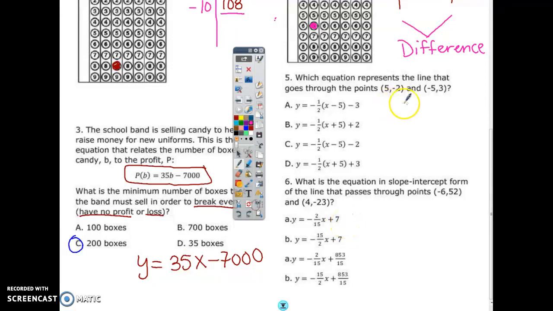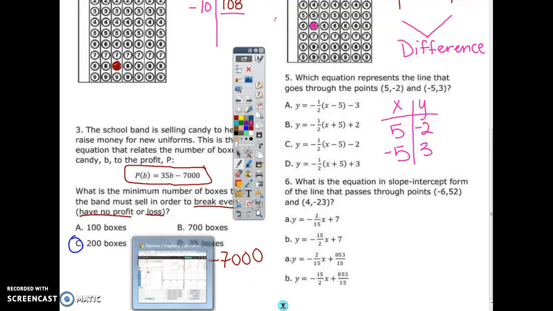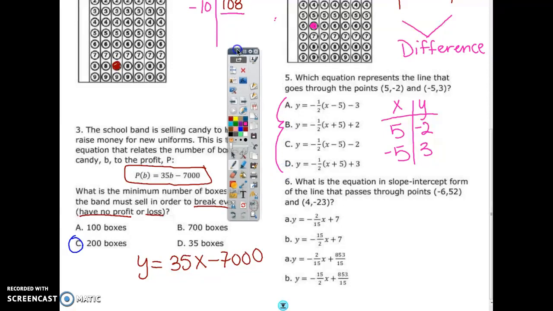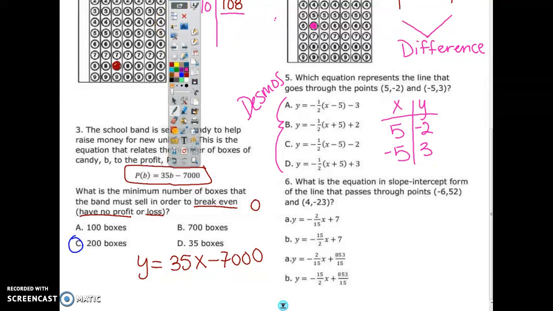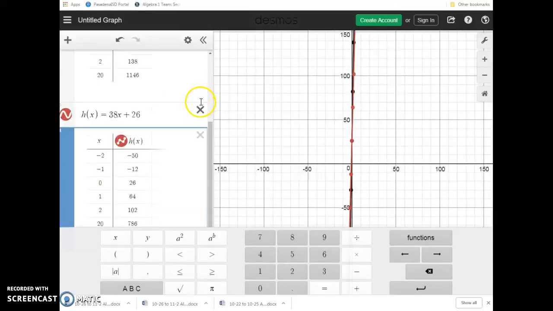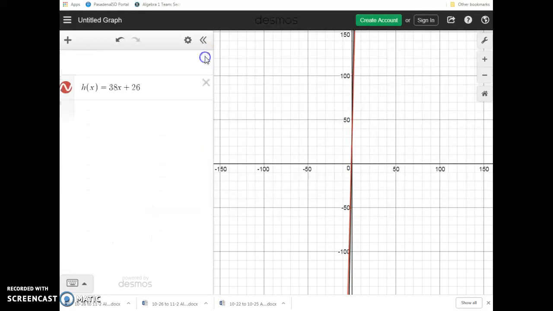So what we're going to have to do is put these in a table and put them in Desmos. So our x's are 5 and -5, and then our y's are -2 and 3. So we're going to put our points in a table in Desmos, as well as these answer choices, so that we can see which answer choices go through both of these 2 points.